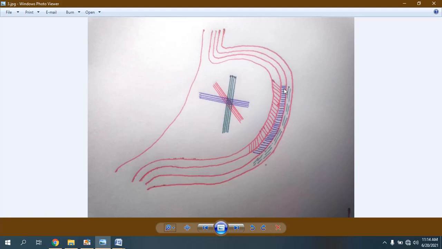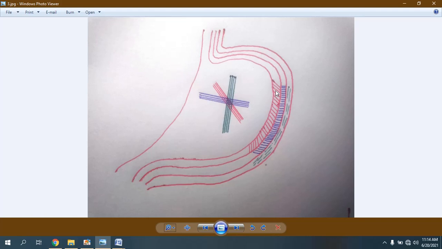The second layer is called circular smooth muscle. So the circular smooth muscle, which is represented by blue color over here, makes a circular arrangement around the stomach. These are the circular smooth muscle. This is the second or the middle layer of the muscularis of the stomach.